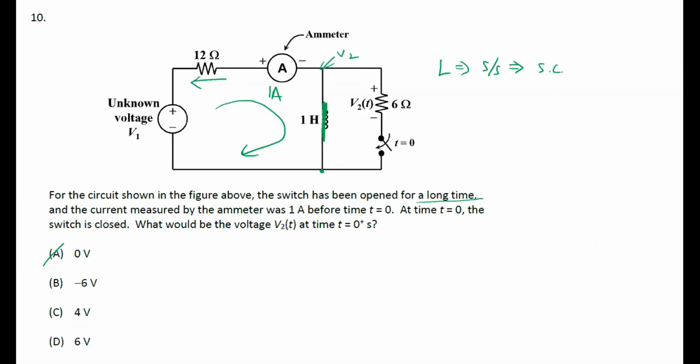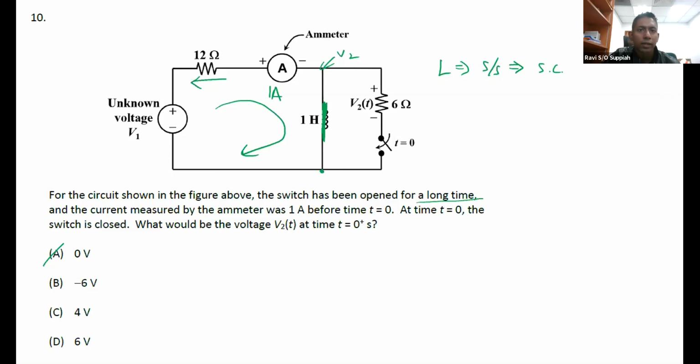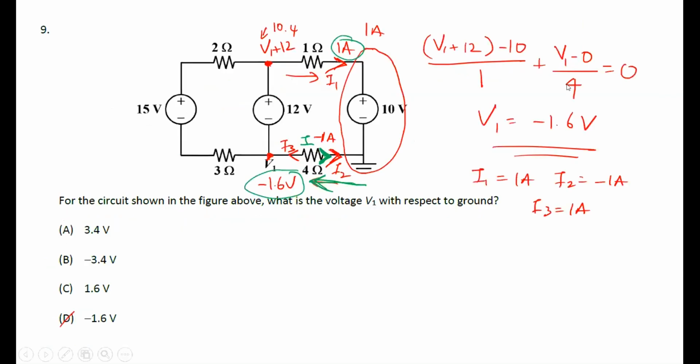Oh, Professor? Yeah, for question 9, I still don't understand: when we do the supernode at the 10 volt voltage source, the current on top and the current below are in opposite directions. If we don't put a sign convention and we say that, that means we're implying that the current I1 at the top and the current I1 at the bottom are both entering the positive and negative terminals of the 10 volt source.